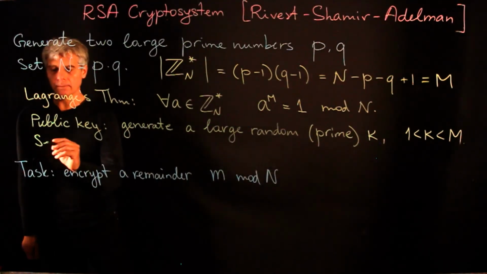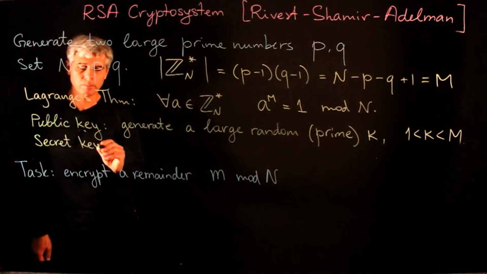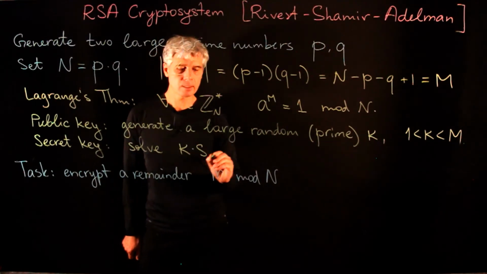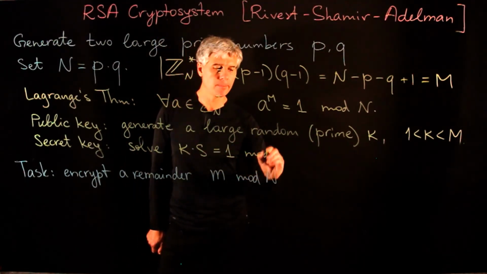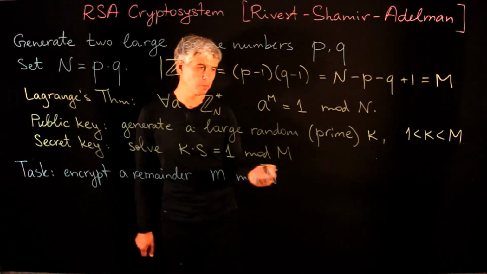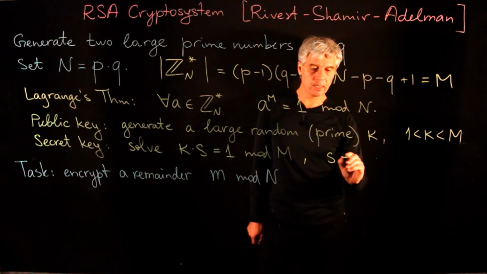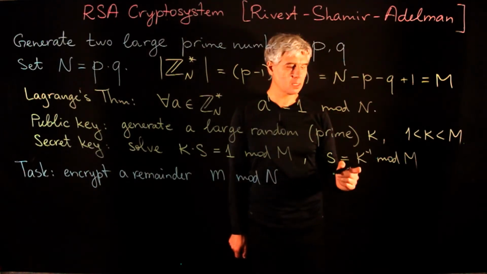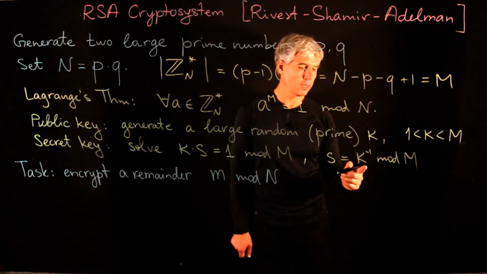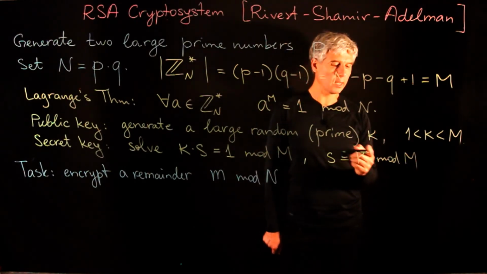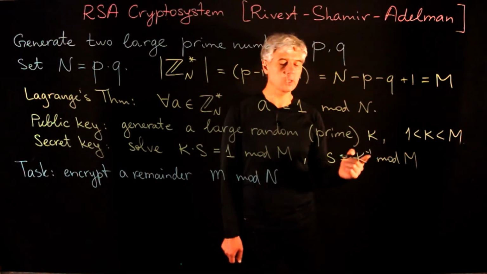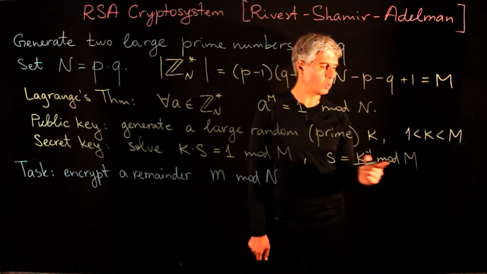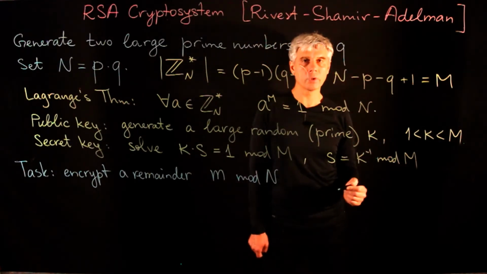To generate the secret key, solve the following equation. So k times s is equal to 1 mod m. Right. So basically, s, the secret key, is k inverse mod m. So what we need is that this k is invertible mod m. And for example, if k is a prime number, then certainly it's relatively prime to m and will be invertible. So this s is easy to compute using Euclidean algorithm if we know the value of m.